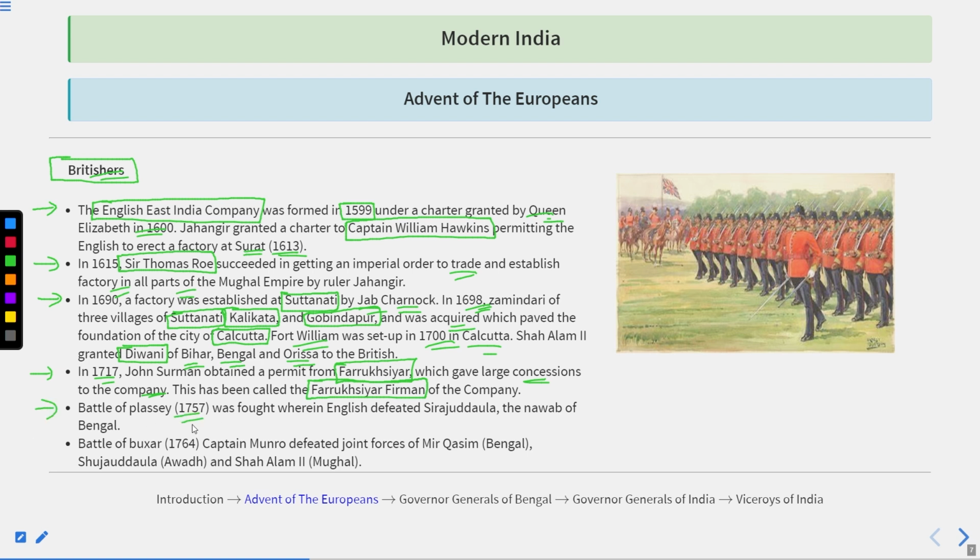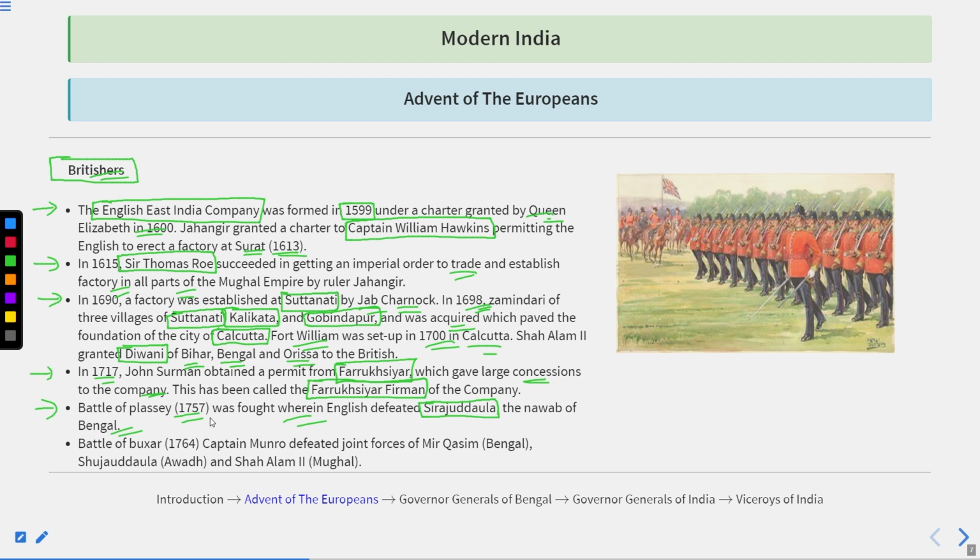Then the Battle of Plassey 1757 was fought wherein the English defeated Sirajuddaula. He was the Nawab of Bengal. So basically we talk about him. Sirajuddaula was the grandson of Ali Vardi Khan. Ali Vardi Khan was the independent Nawab of Bengal. Previously, he was under the Mughals. Later on, he revolted against them and he occupied the Nawabi of Bengal fully.